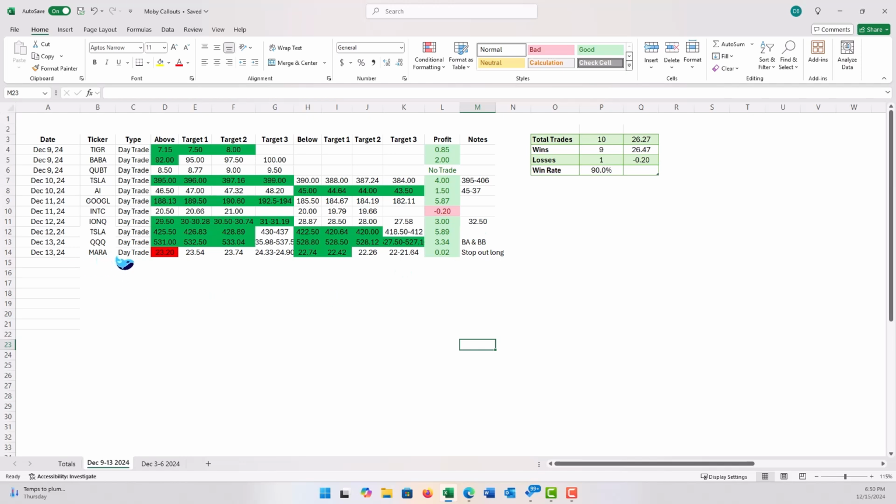Our Mara trade here, we got stopped out on the long side, but we were able to take a short that we mapped out. And that goes back to what I was saying earlier of not having a bias and being ready for both sides of the trade. And so you can watch my videos on that as well. So I put a note here that we were stopped out on the long side, and then we had this trade from 22.74 down to 22.42. So after it was said and done, it was a 2-cent profit. So this was kind of a break even.